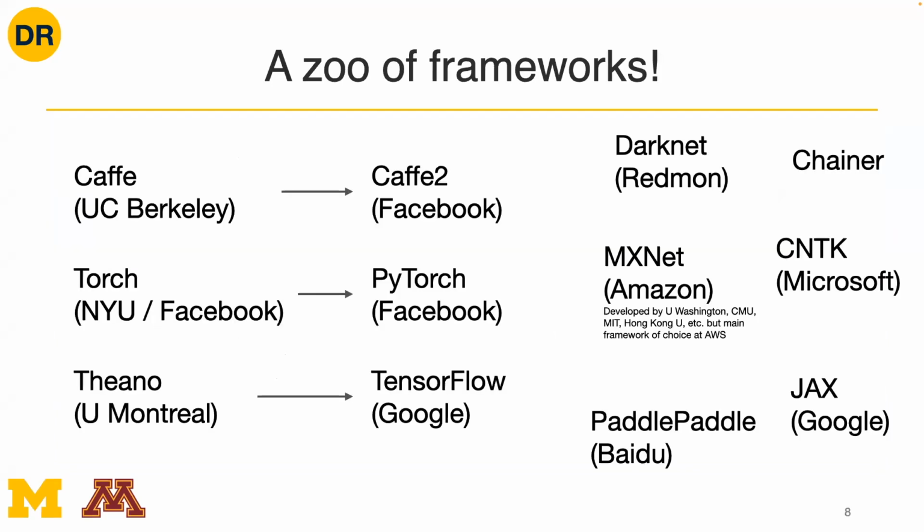In terms of frameworks for doing deep learning, there are many, and each of them has its own benefits. For instance, there is Caffe, which later became Caffe2 by Facebook. There are also frameworks which are more C++ based, for instance Darknet. Depending on the company, they have their own frameworks. Google has JAX, Baidu has something called Paddle, and Amazon has its own MXNet, and so forth.